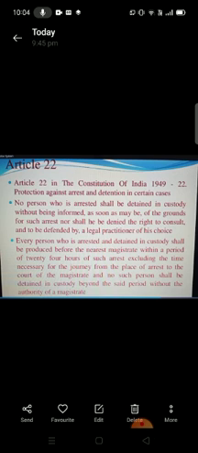Every person who is arrested and detained in custody shall be produced before the nearest magistrate within a period of 24 hours of such arrest, excluding the time necessary for the journey from the place of arrest to the court of the magistrate. And no such person shall be detained in custody beyond the said period without the authority of a magistrate.